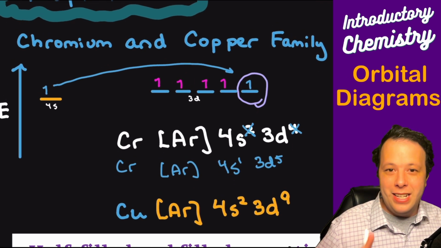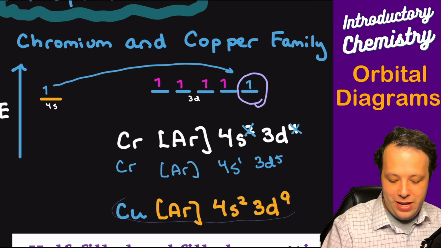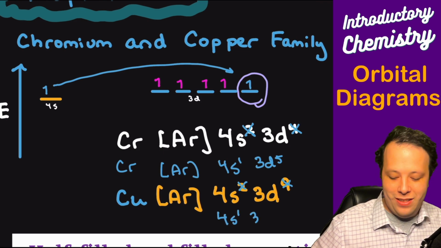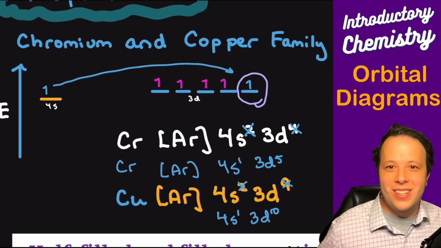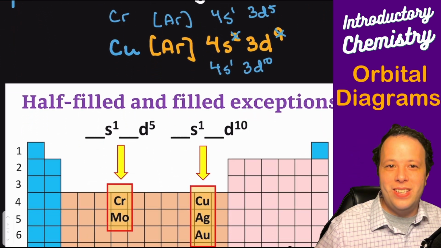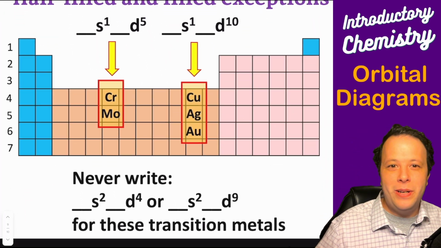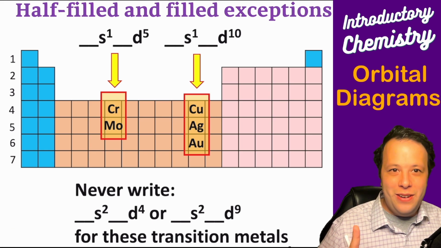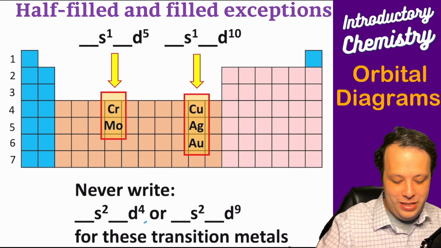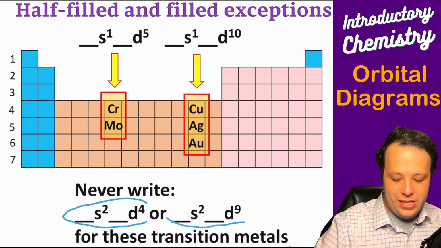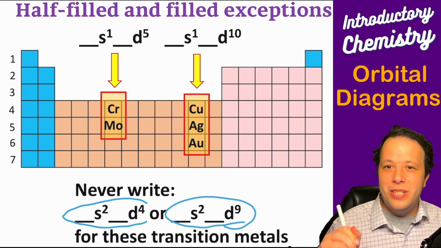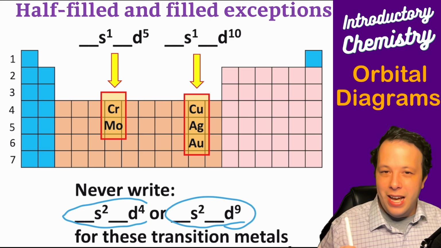So copper is the same idea. Notice how I have 4s2 3d9. We're also going to have it where instead it wants to do 4s1 3d10. So let's take a look at that. So it's these elements here on the periodic table. The one thing to keep in mind is you never ever want to write s2 d4 or s2 d9. So maybe put it on a flashcard for yourself. If you see yourself writing it down, that is one of the exception rules.